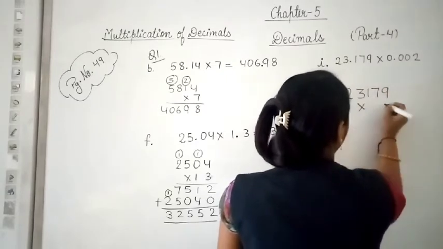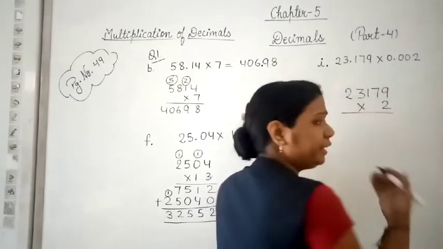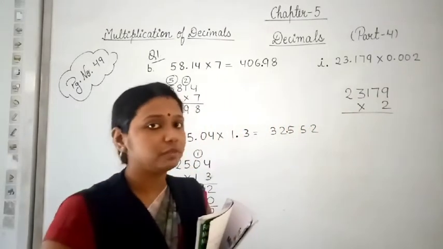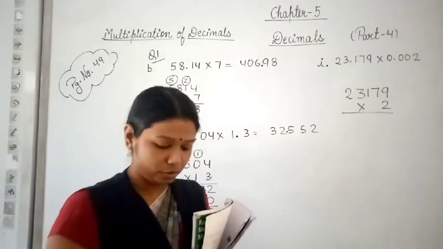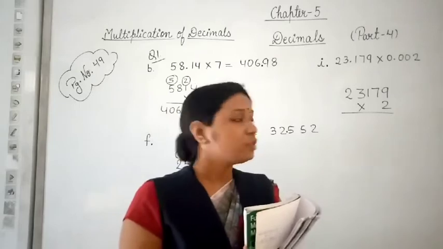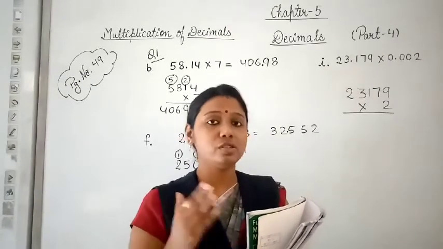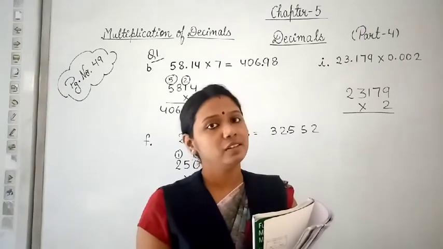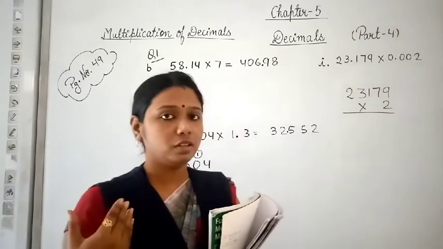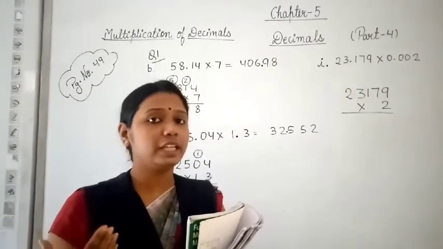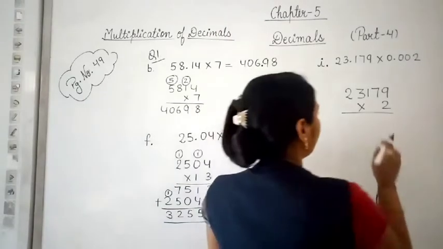223179 multiplied by 2. Do I need to write 002 here? No, because 002 also means 2. So instead of writing 002, I have just written 2 here, because its value doesn't change. So now we will multiply.